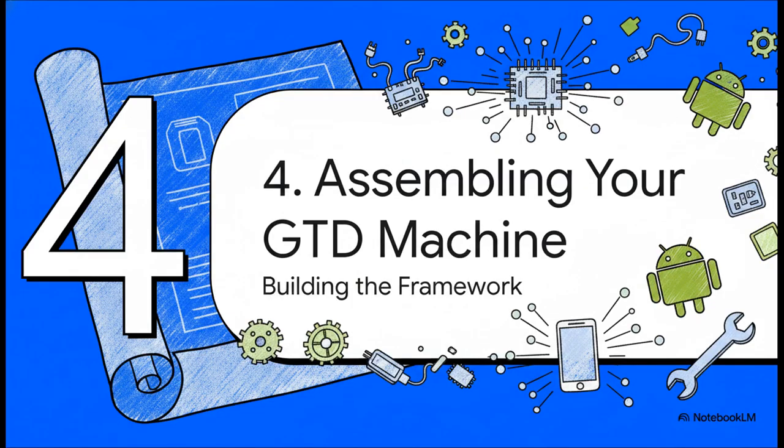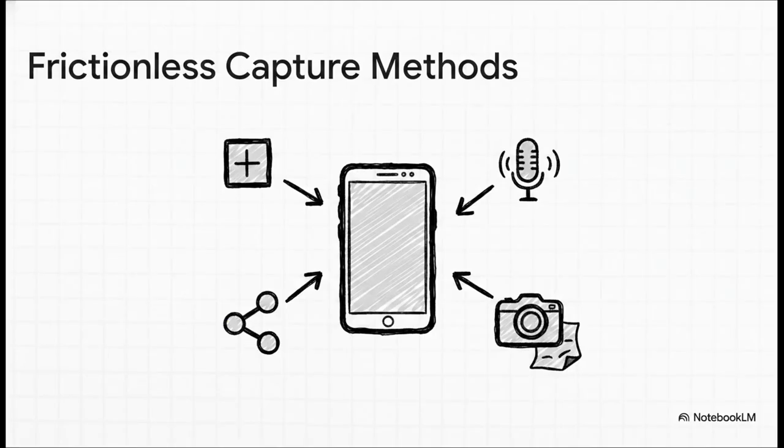All right, this is where the fun starts, the hands-on part. We've got our blueprint, we've got our materials. Now it's time to actually assemble the machine by setting up our Android phone for peak performance. So remember what we said about frictionless capture? Here's exactly how you do it. First, put a little 1x1 Add Task widget right on your home screen. Make it easy to get to.